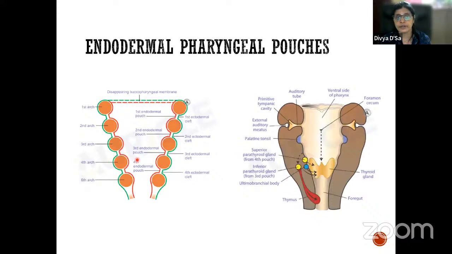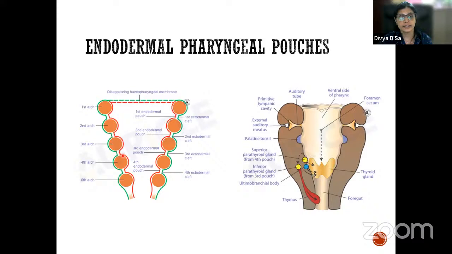Now coming to the endodermal pouches. From the ectodermal cleft, only one structure is derived, that is the external auditory meatus. The rest all obliterate. That you need to keep in mind. So of the ectodermal clefts, only the first forms the external auditory meatus. That's all. Now coming to the pouches, how many pouches do we have? 4 pouches, okay?